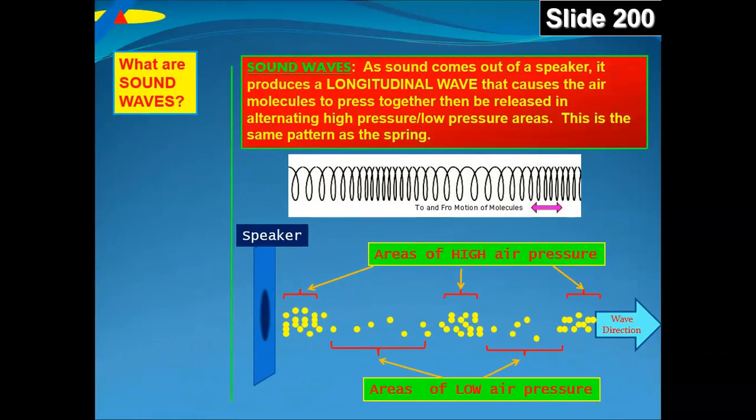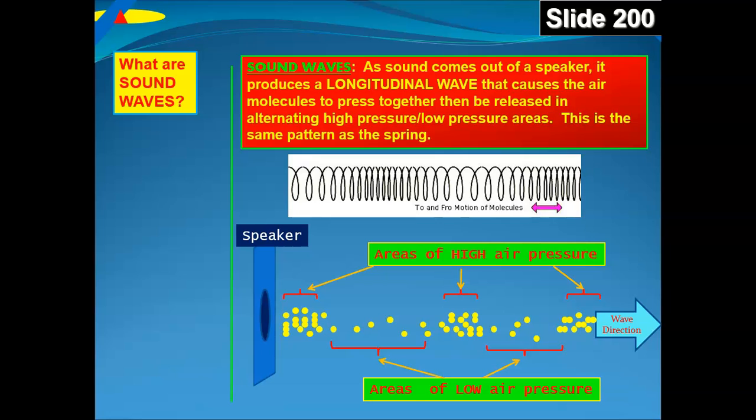What are sound waves? So we've talked about sound waves. As sound comes out of a speaker, it produces a longitudinal wave that causes the air molecules to press together and then be released in alternating high pressure, low pressure areas. This is the same pattern as a spring. So there you see a speaker down below, and as it puts out vibrations in the air, it causes the air to bunch up, and then it spreads out. You can see the areas of high pressure where the air molecules are bunched up, and then low pressure where they're spread out. And that causes the wave to travel through the atmosphere into your ear where you can hear it.